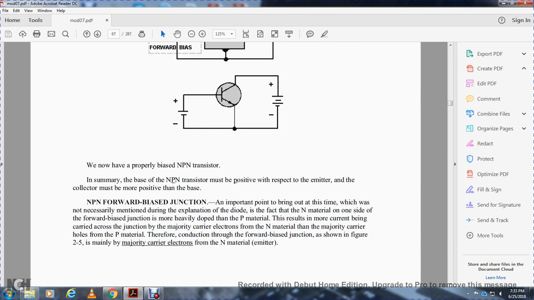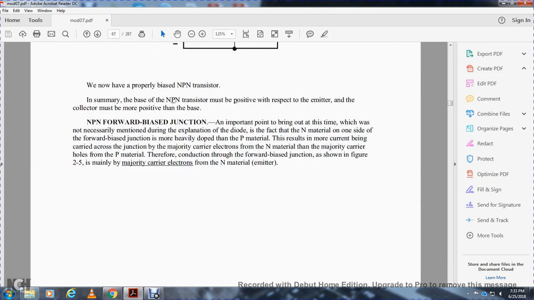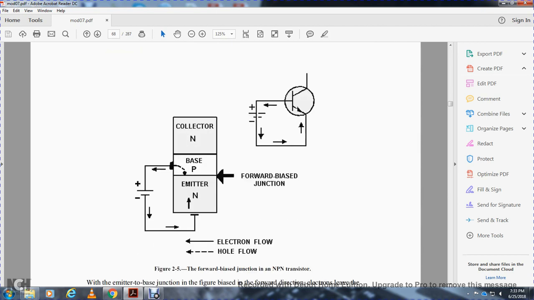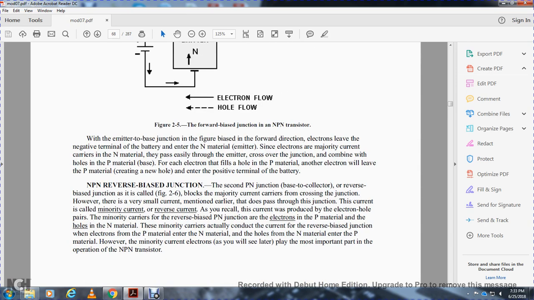Mainly the majority carrier electrons from the negative material, the emitter. Figure 2.5 shows the forward bias junction in the negative positive negative transistor emitter. When the emitter base junction in the figure is biased in the forward direction, electrons leave the negative terminal of the battery and enter the negative material. Since the electrons are the majority current carriers in the negative material, they pass easily through the emitter and cross the junction, combining with the holes in the positive material base. For each electron that fills a hole in the positive material, another electron leaves the positive material, creating a new hole, and enters the positive terminal of the battery.